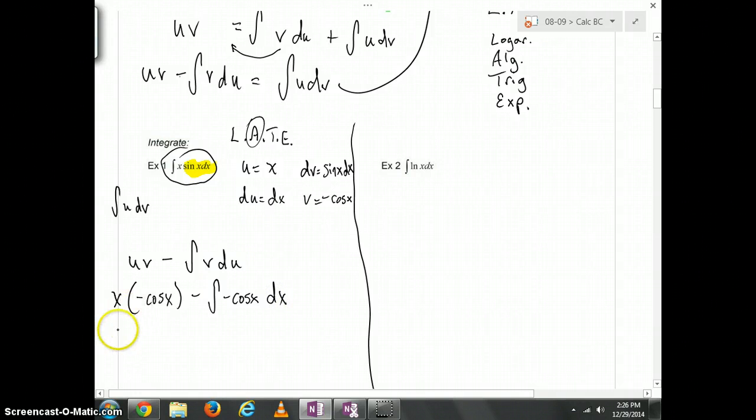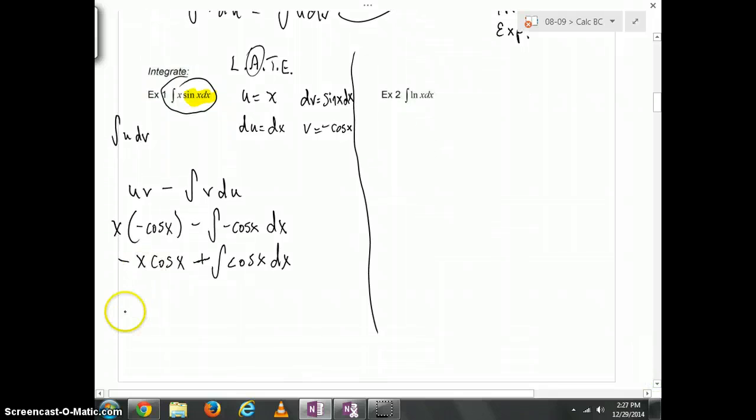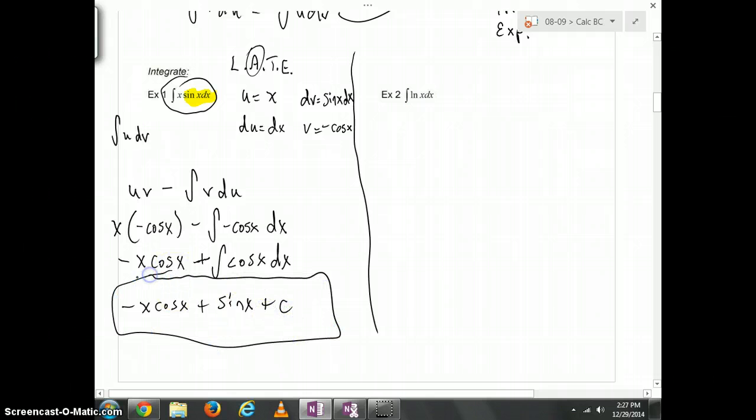Look at this new form. Yes, it has a non-integral part to start off with. That's your uv. And we do have an integral remaining, but look, the minus the negative turns into plus a positive, and it's a simpler integral right now. If all I had was just this cosine of x dx, well, we could work that out. The antiderivative of cosine is sine. Now we're going to throw in our constant. We'll put in our plus c, and this is it.